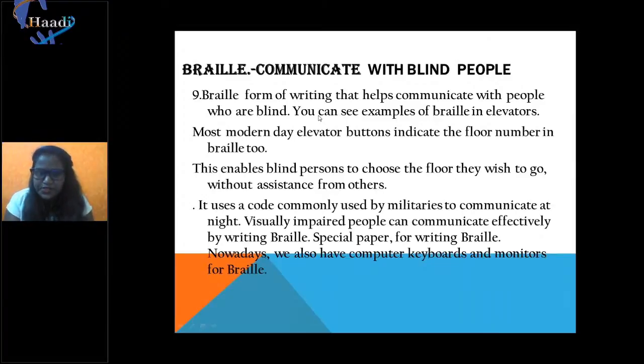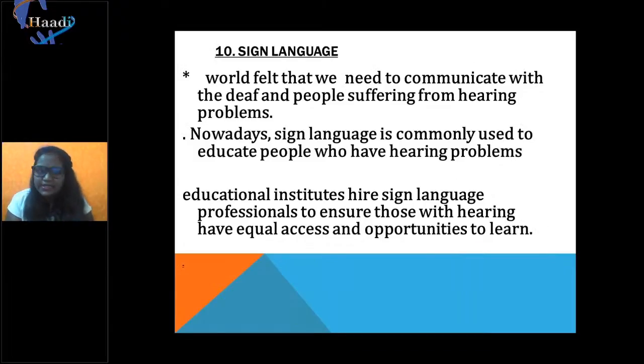Braille codes are also used to communicate with military people. At night, they use Braille codes. Visually impaired people can communicate effectively by writing Braille on special papers. Nowadays, we have computer keyboards and monitors with Braille. So we are making sure even blind people can read and take help without any assistance. So we can communicate with blind people with Braille codes, and we should make sure we don't hurt others' feelings.